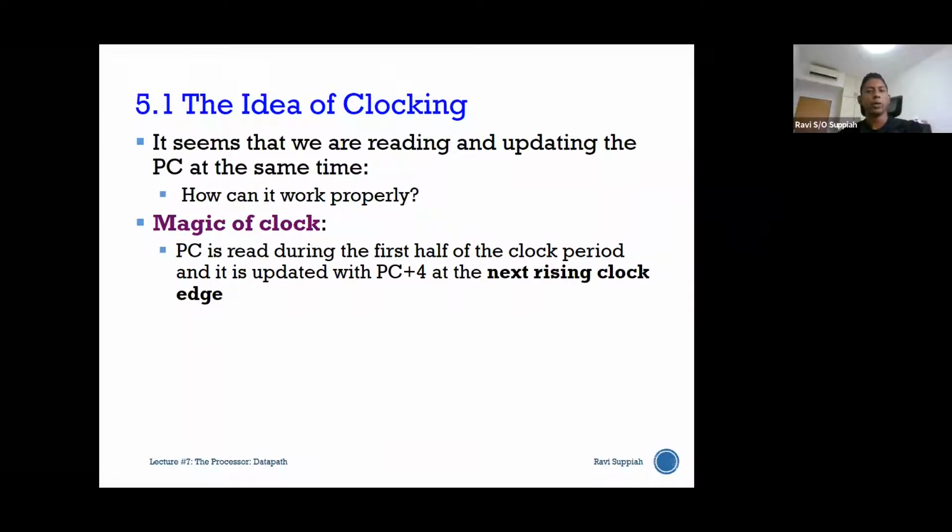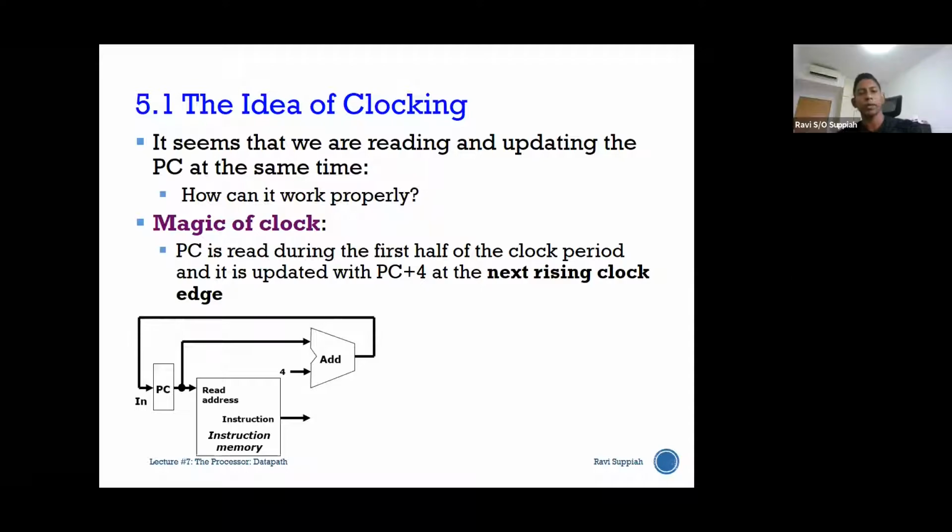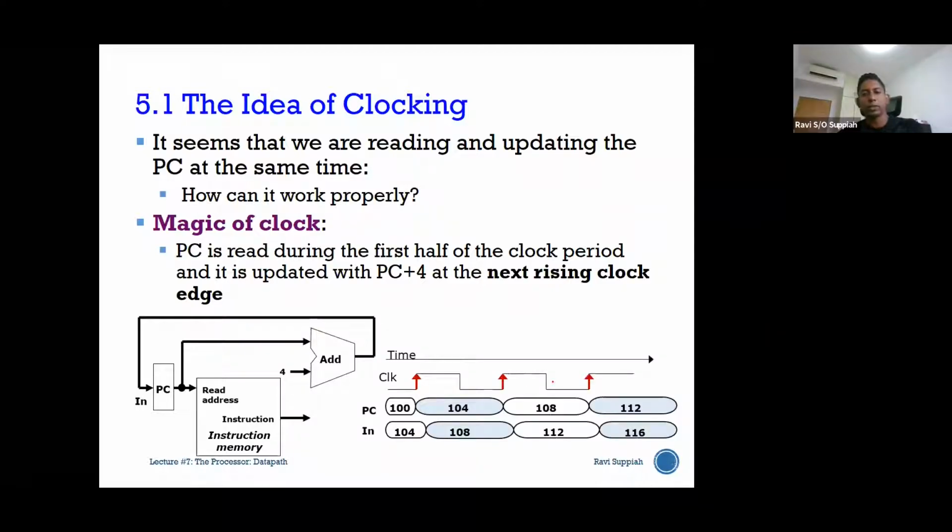In order for us to make sure that the system can work properly, we have the clock that ensures that when the active edge of the clock comes in, the data is updated and the new instruction is fetched. Okay, let's look at this clock diagram.